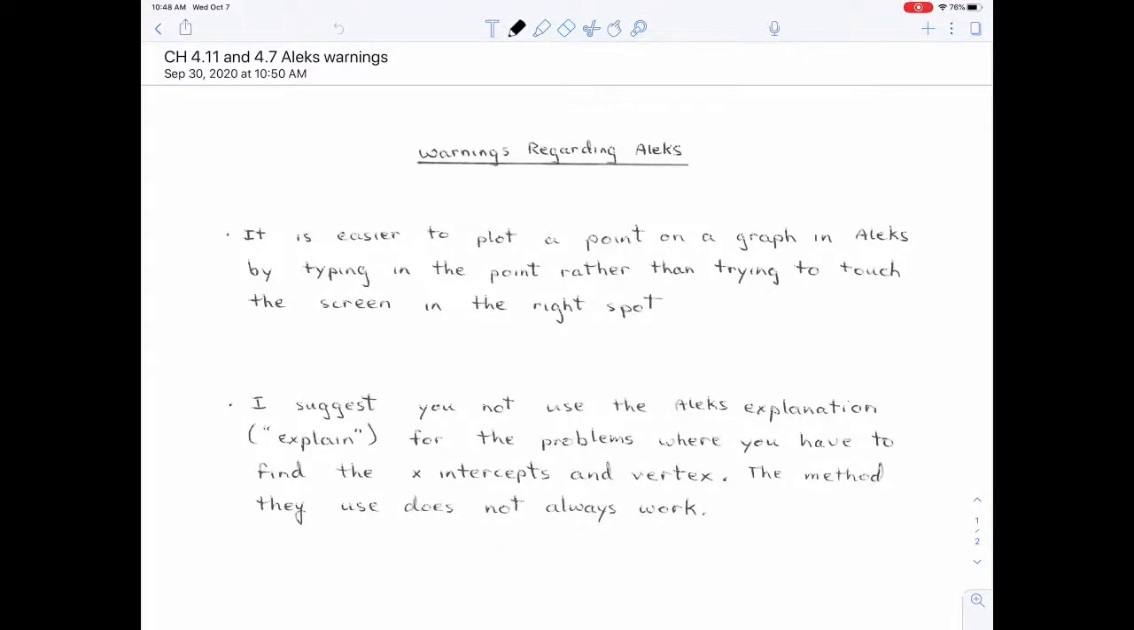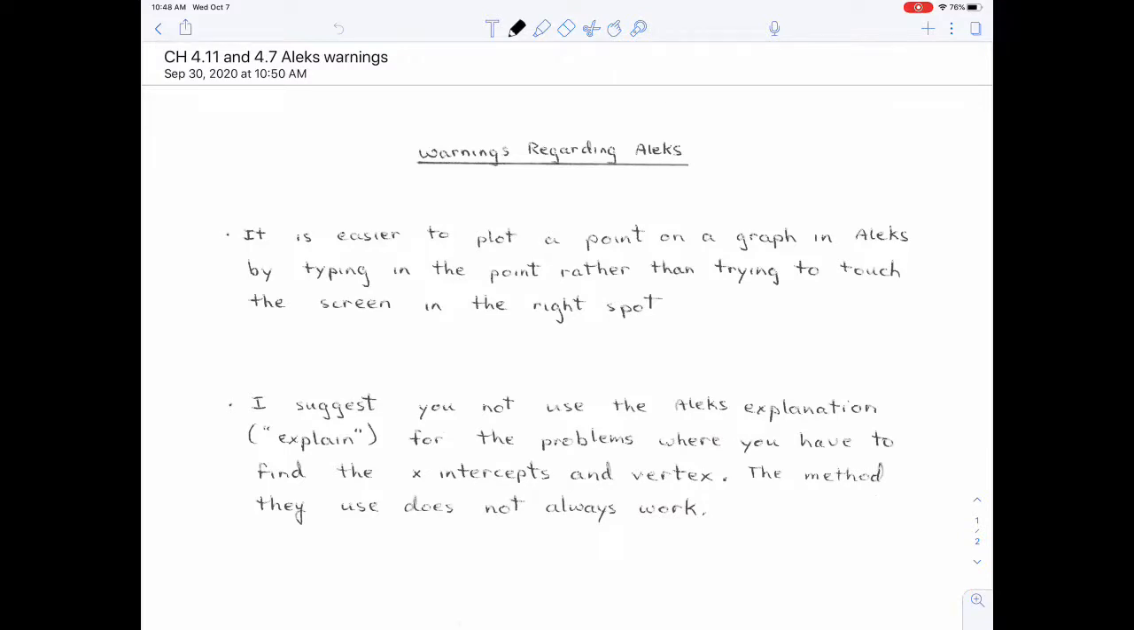Everybody, real short, but make sure you pay attention to these because there are certain things about Aleks that will drive you nuts if I don't tell you. First of all, remember it's easier to plot a point on a graph in Aleks by typing in the point rather than trying to touch the screen with your finger. You're just not going to do it, so type in points.